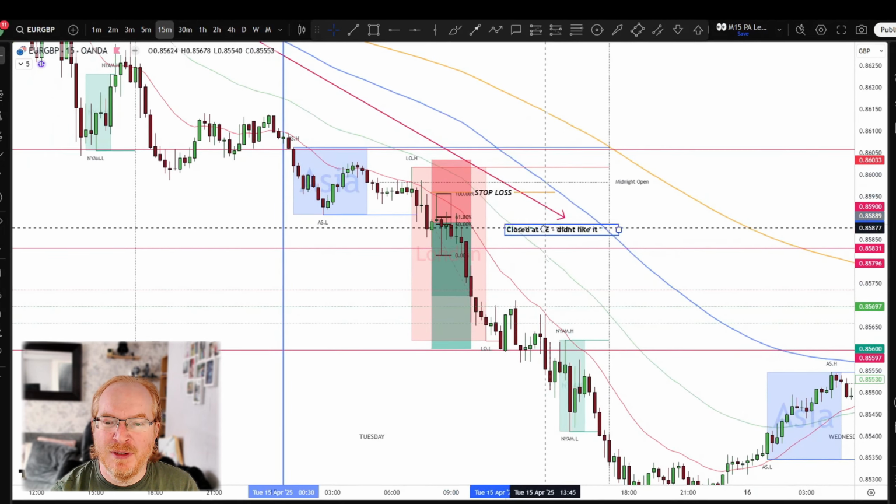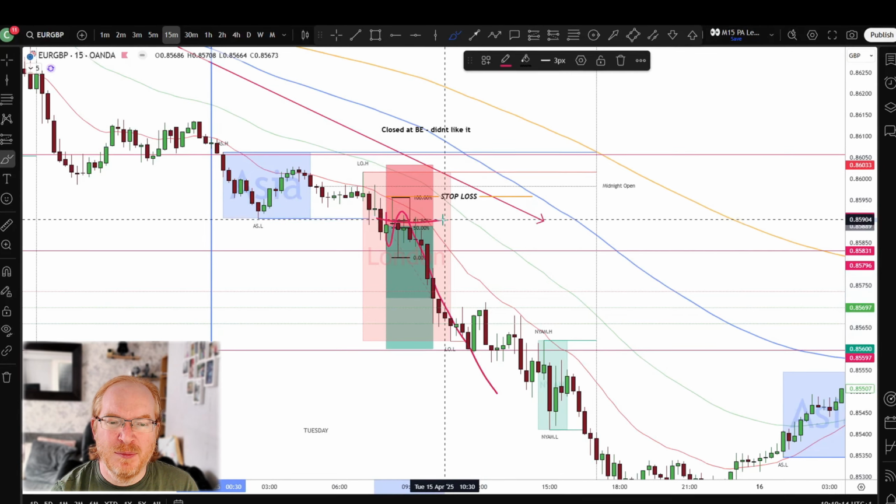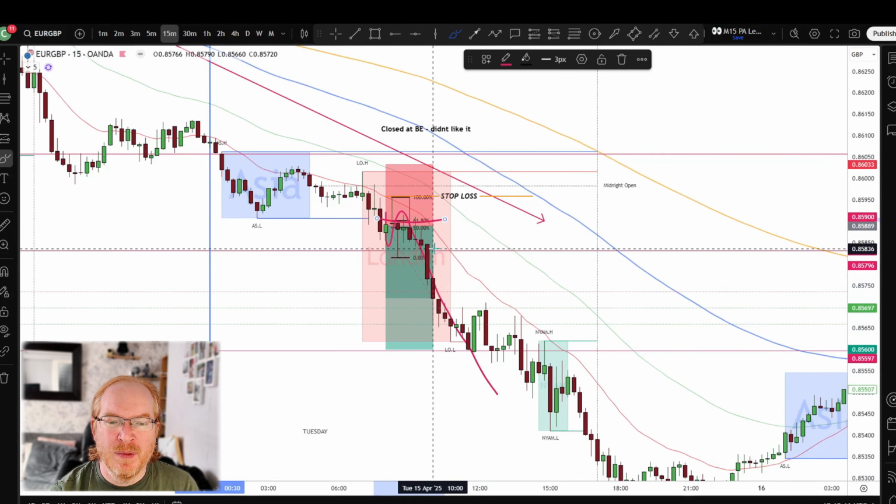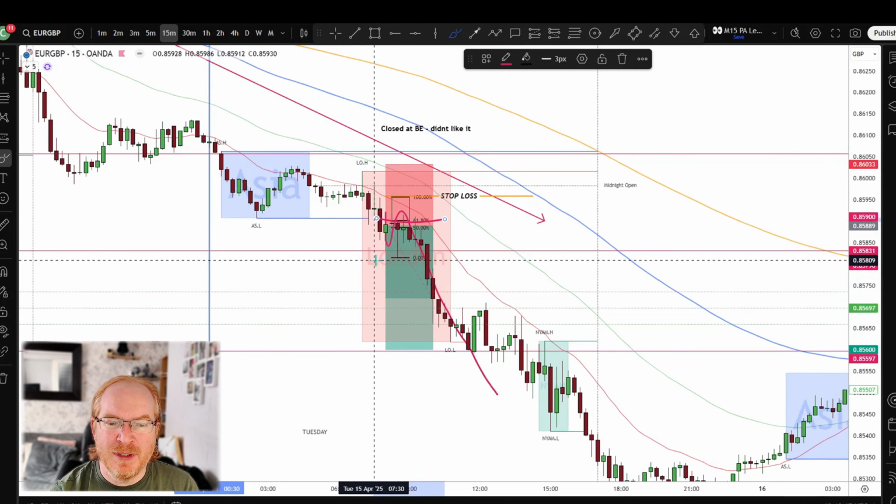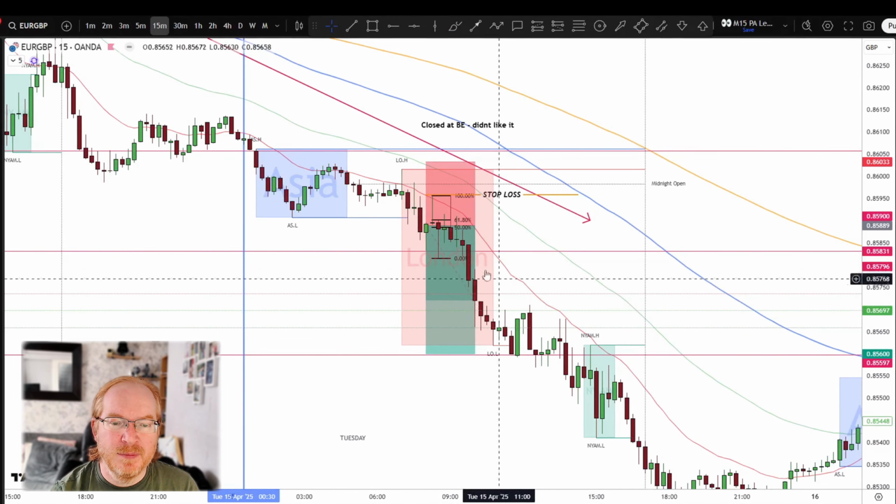In fact, where I closed it, which was somewhere around here, if I had just left it and been a bit more patient, it would have gone to a nice 2R trade, and we would have been a lot more up for the week. So that would have been another plus $1,400. But it is what it is. I'm not fussed.